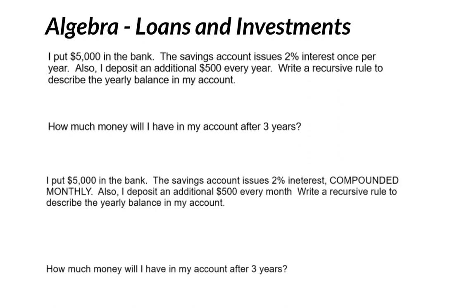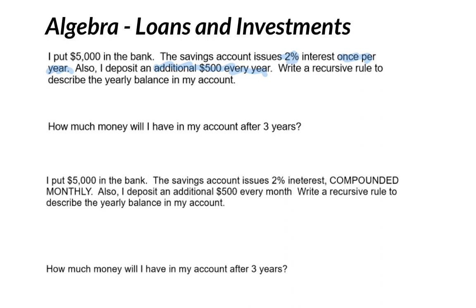I want to talk about how we can use recursion to model both loans or investments in math. So first situation, I put $5,000 in a bank. The savings account issues 2% interest once per year. So I'm just going to highlight that, 2% interest once per year, okay? Also, I deposit an additional $500 every year.